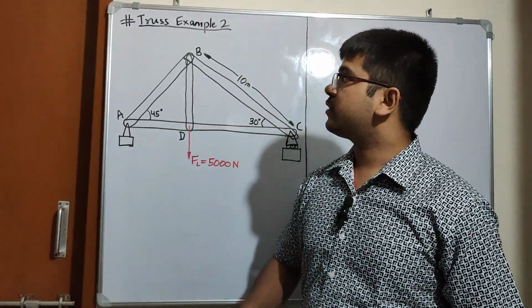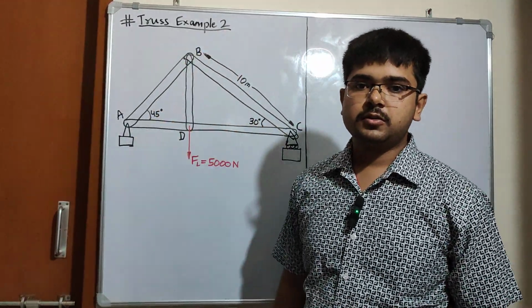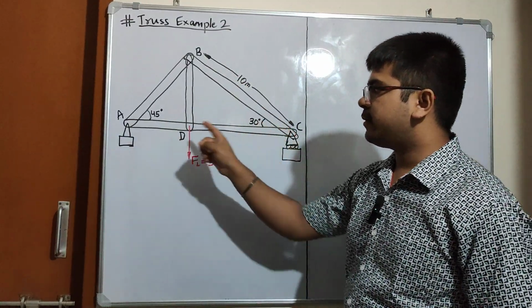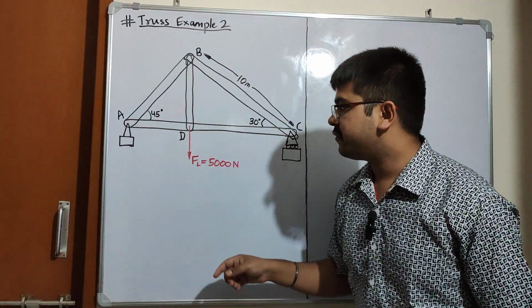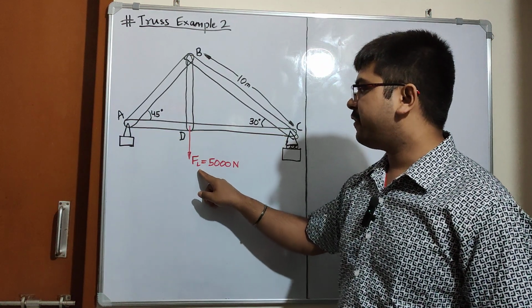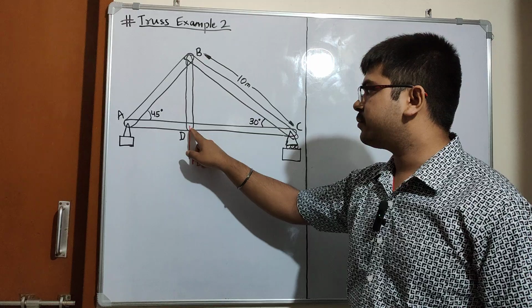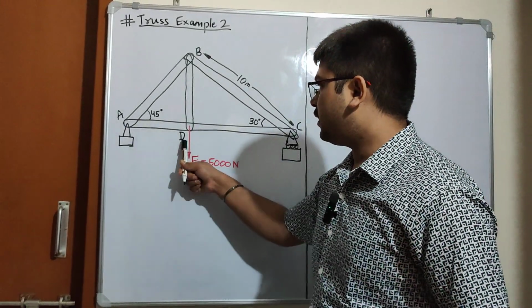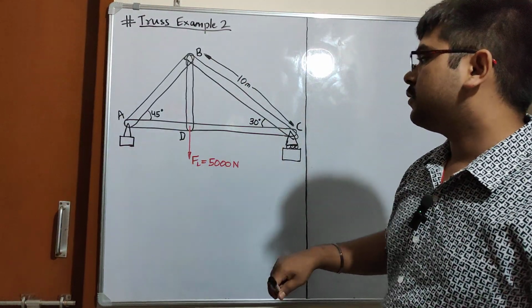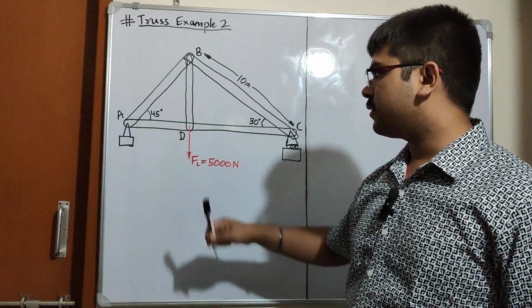Today we will be doing truss example 2. So I have made a simple truss like in the previous video, but there is a member in between, and the force F load is applied at this point D. I'll mark this point D. So 5,000 newtons of force is applied here.